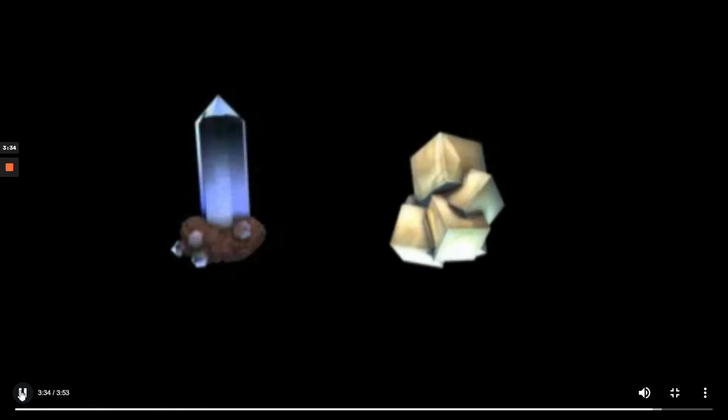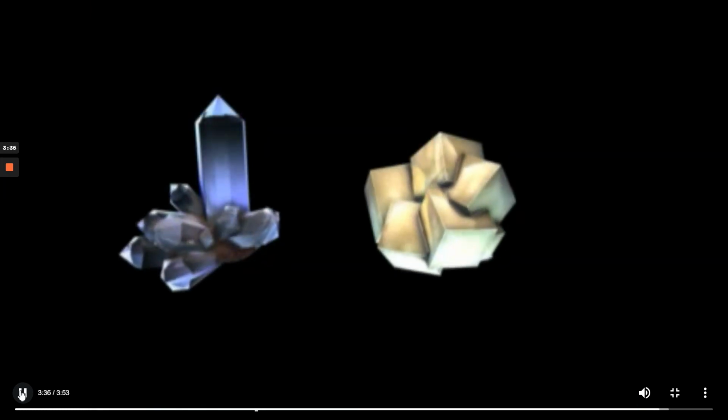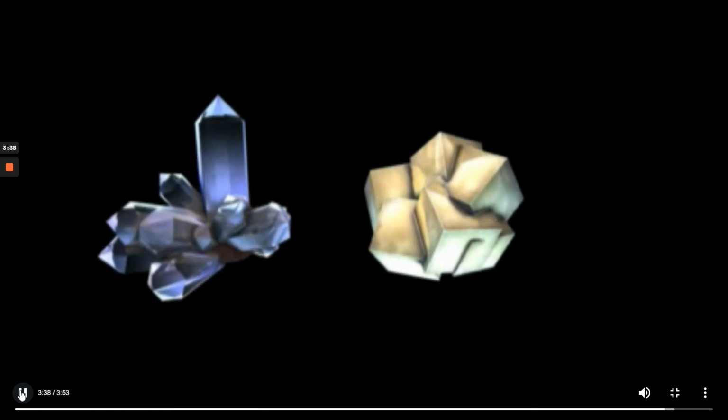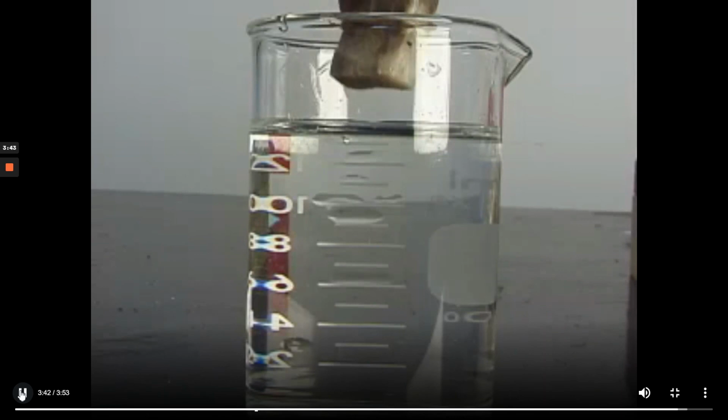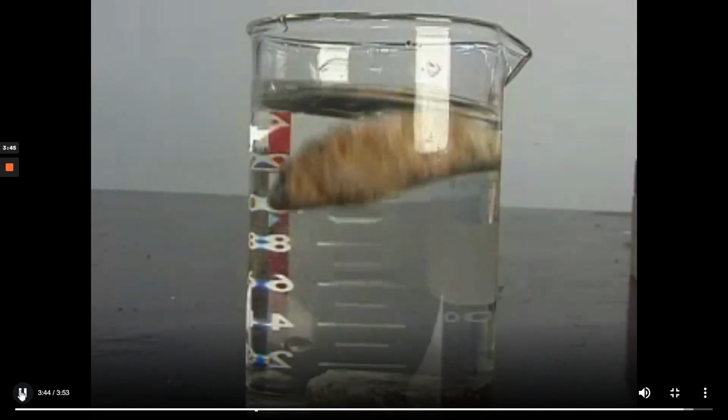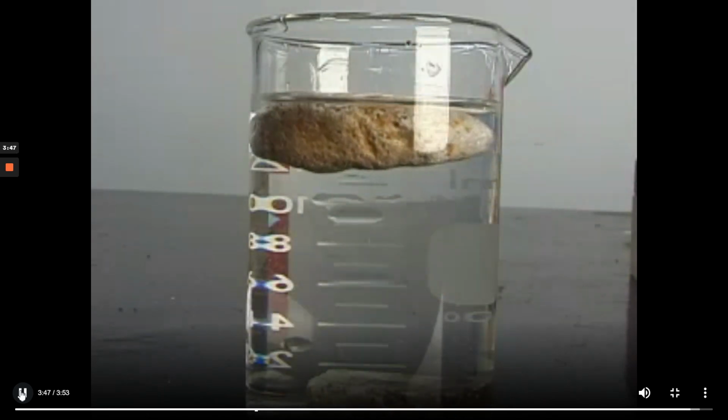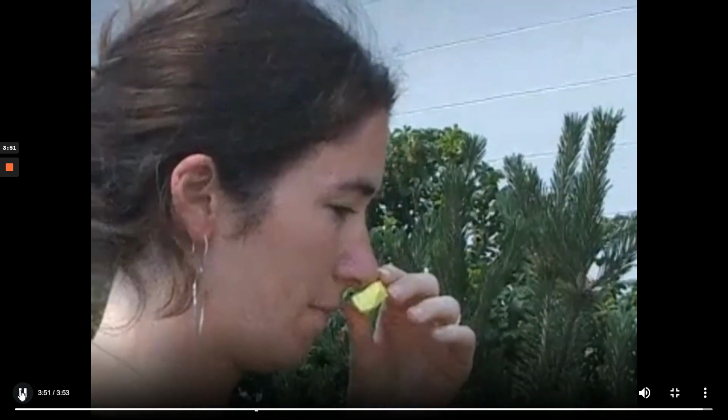Another way minerals differ is in the types of crystal structures that they form. There are several different basic crystal shapes. In some cases, minerals can be identified by other properties, such as density, taste, and odor, to name just a few.